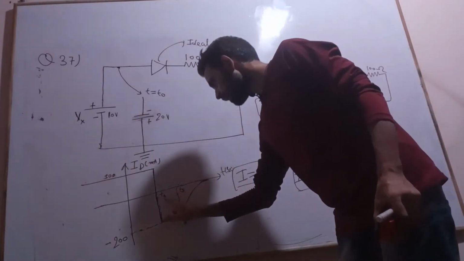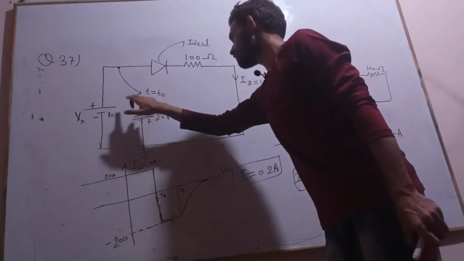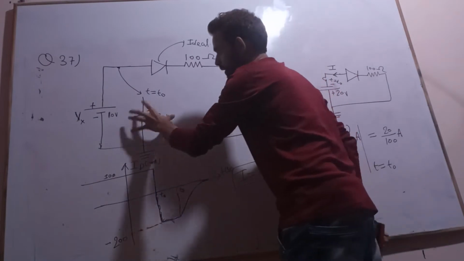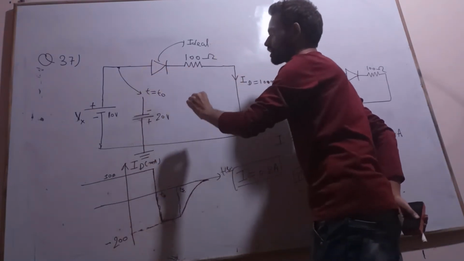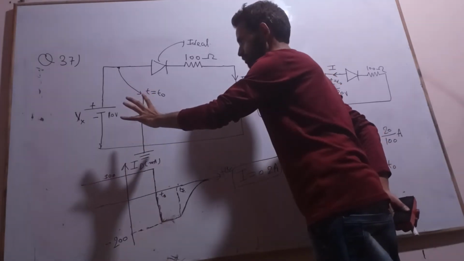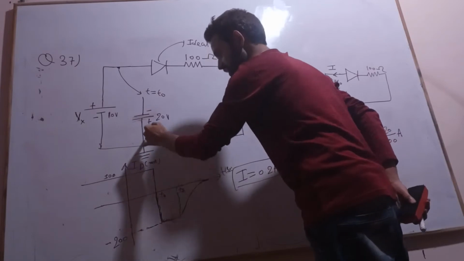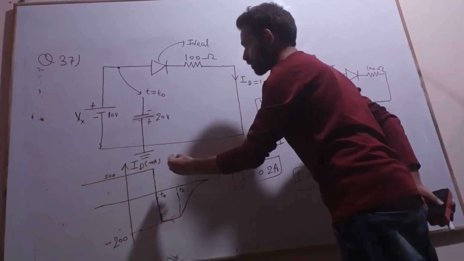At time t is equal to t naught, we have switched this diode to the negative polarity of this battery. At that time, ideally this diode is in reverse bias, when you see it for a long time. But instantaneously there is a current flow.